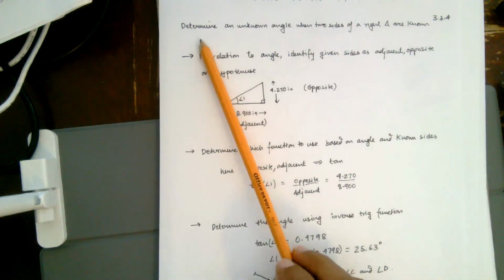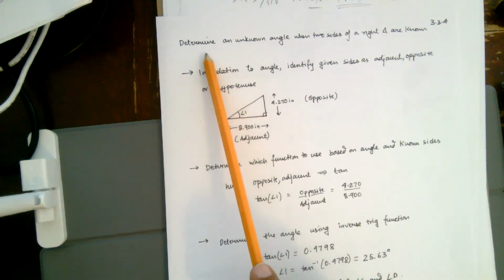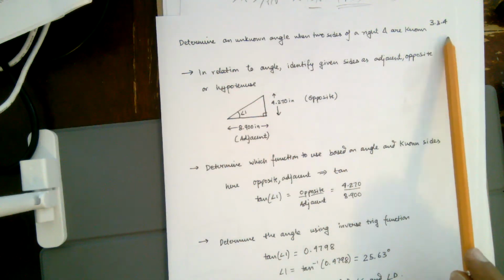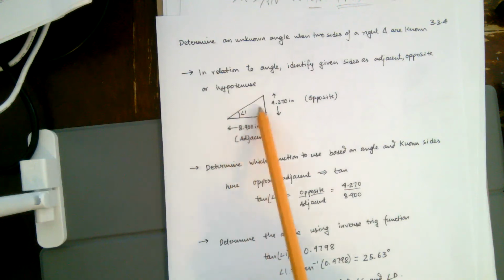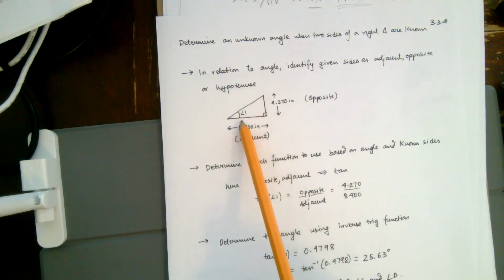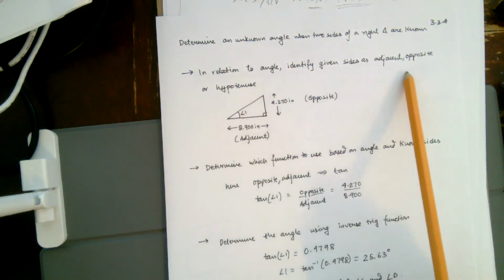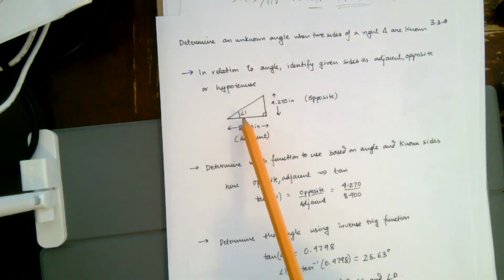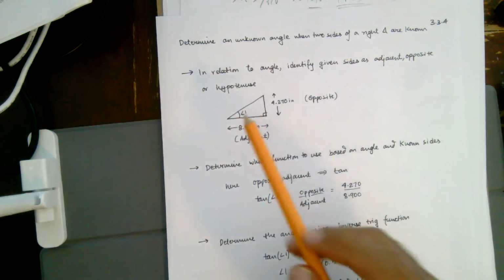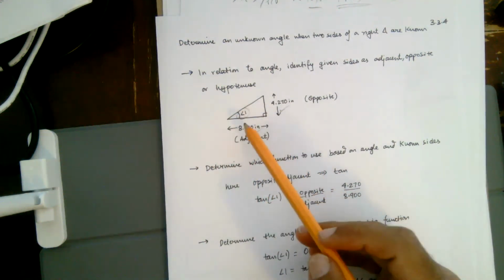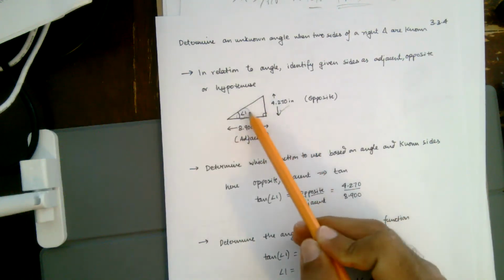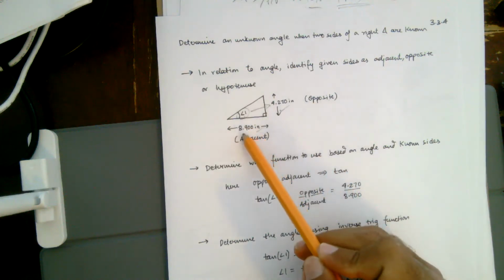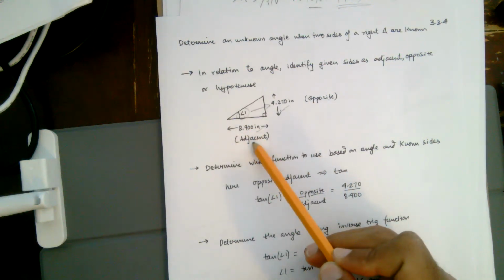So the first scenario is determining an unknown angle when two sides of a right triangle are known. So here's the process. You draw a diagram. In relation to the angle, identify the given sides as adjacent, opposite, or hypotenuse. So in this example, I am interested in finding angle 1, and I have been given these two sides. So with respect to angle 1, I label them. The side measuring 4.270 inches is opposite, and the side measuring 8.900 inches is adjacent.